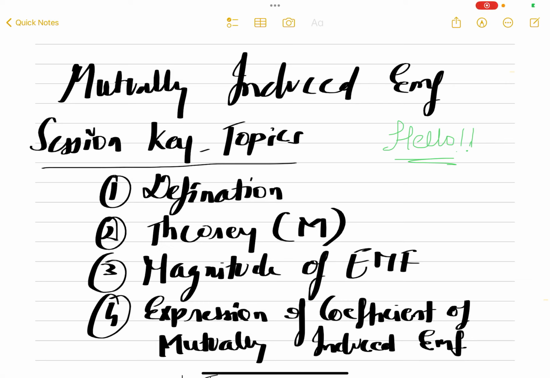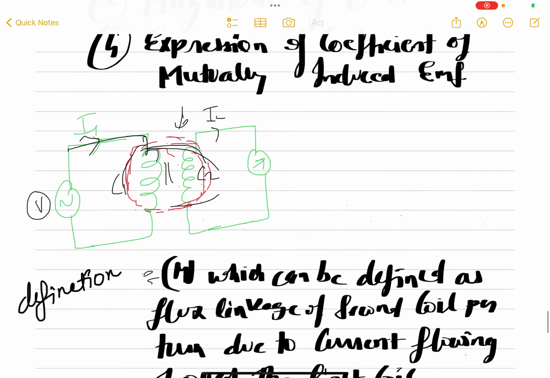So, hi dear students, today we are going to cover a topic called mutual inductance element. In this session, we are going to discuss mutually induced EMF in coils. We will cover the definition of mutually induced EMF, then a theory on the same, and we are going to derive the magnitude of EMF and expressions related to coefficients of mutually induced EMF. So let us not waste our time and just get started.